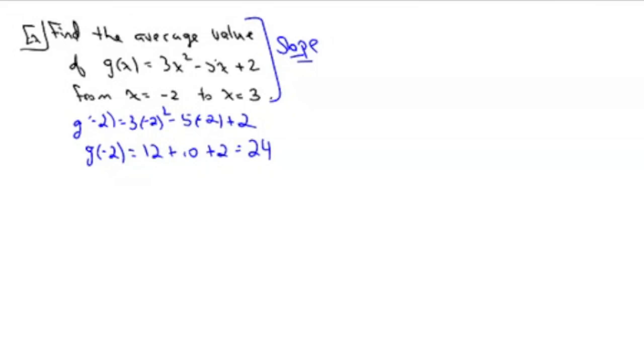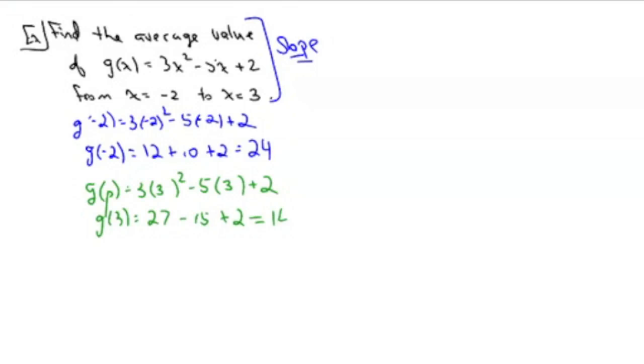All right, what else do I need? I need another coordinate, so here's 3. So I'm going to find g of 3, which is 3 times something squared minus 5 times something plus 2. Plug in 3. And then just figure it out. 9, that's 27. So g of 3 is 27 minus 15 plus 2 for a grand total of 14. So g of 3 is equal to 14.